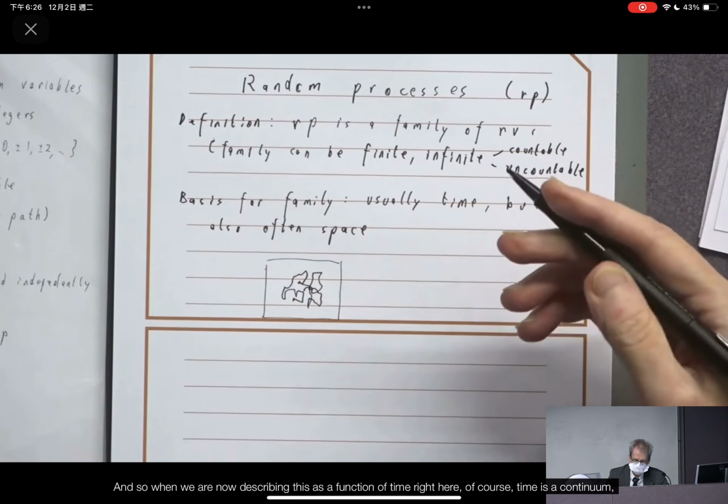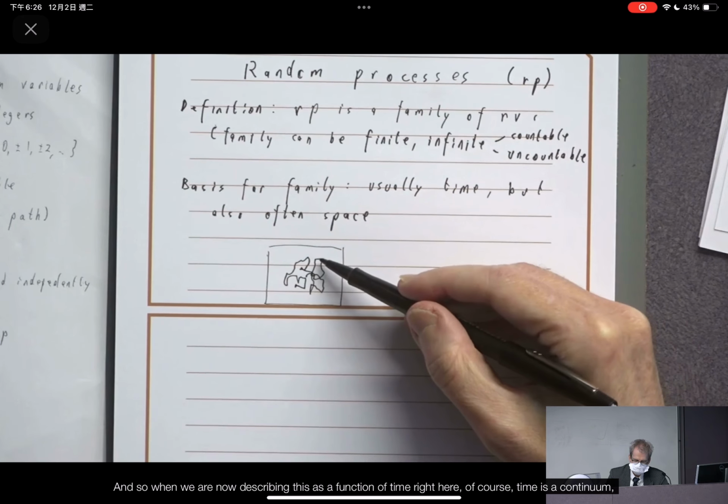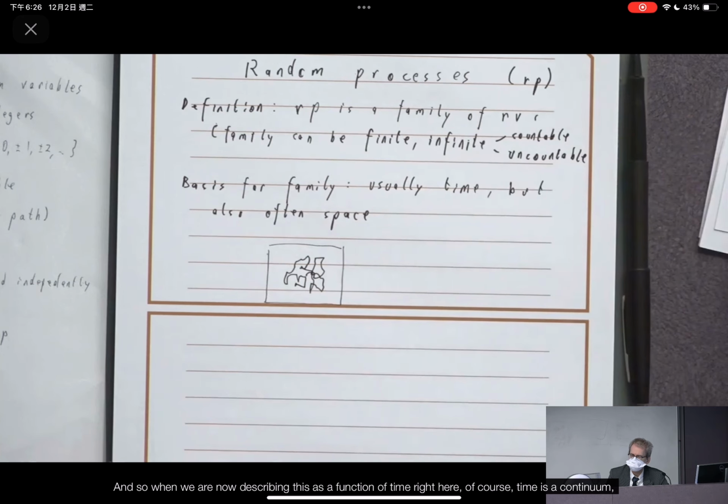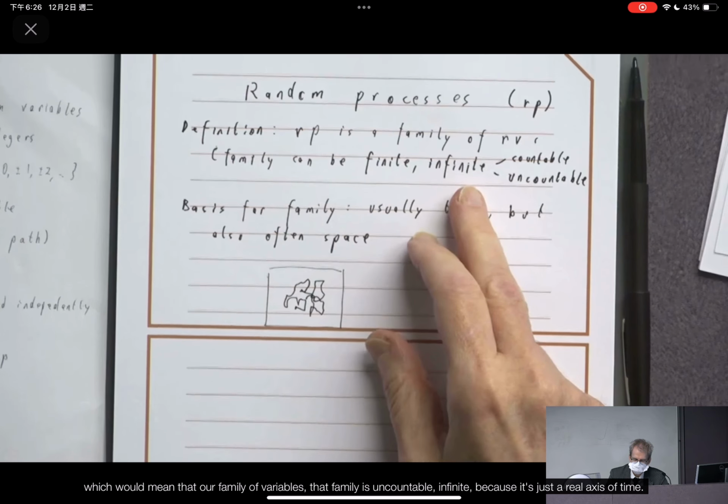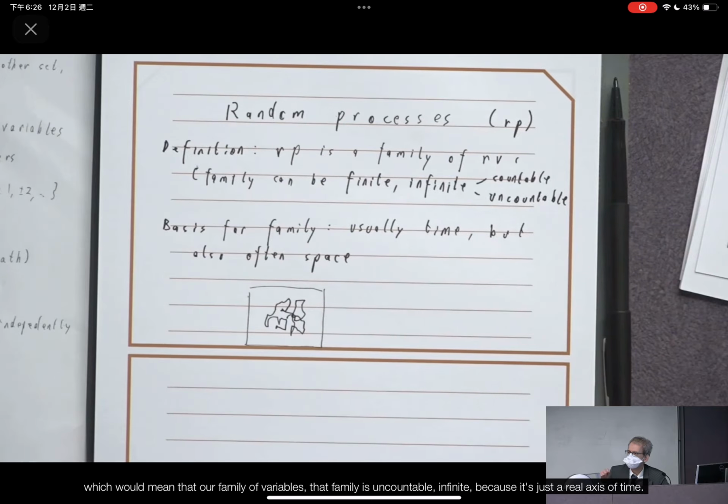When we are now describing this as a function of time, of course, time is a continuum, which would mean that our family of variables is uncountably infinite, because it's just the real axis of time. We are not going to deal a lot with continuous time random processes. Mostly what we're going to do is discrete time.